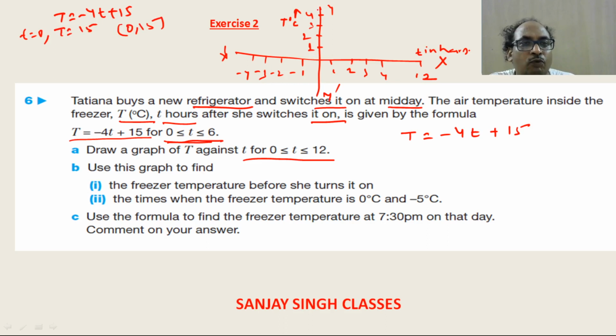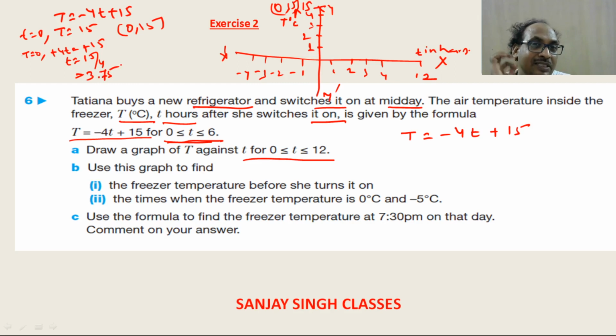So somewhere very top, if it is 15, this point is 0 and 15, one point. Here we have got another point. If T is equal to 0, then what will be t? So minus 4t is equal to minus 15, minus minus will get cancelled. t is equal to 15 by 4, which is approximately, 4 3s are 12, 3.75 approximately, we can say 4, near to 4.